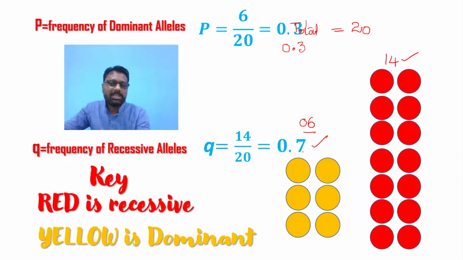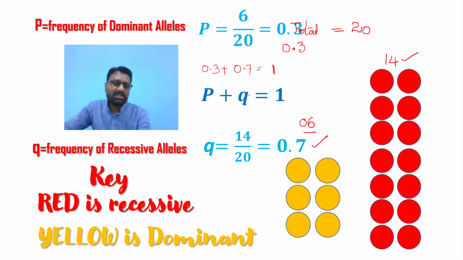So now you are able to see the P value and the Q value. There is a formula which says P plus Q is always equal to 1. If P represents 0.3 and Q is 0.7, this is always equal to 1. So that is always the algebraic equation: P plus Q is equal to 1. If you are able to find one of the allelic frequencies, either P or Q, you are able to find the other value in this equation.